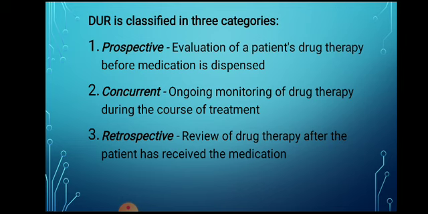Then concurrent means what are actually the medicines which are taken. Okay, you have to monitor the drug therapy which is going on during the treatment, which is called the course of treatment. Concurrent. And retrospectively means the drug review which you are doing of that therapy after getting the medicine or after the administration of the medicine. Okay, retrospectively it can be done. So this review can be of these three different types.